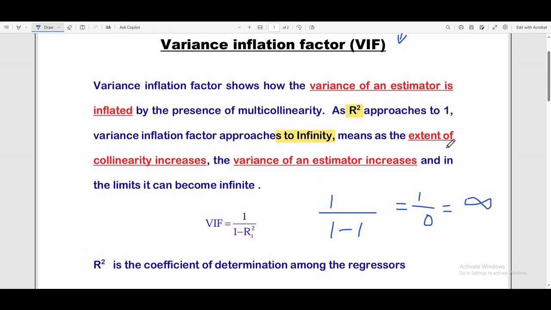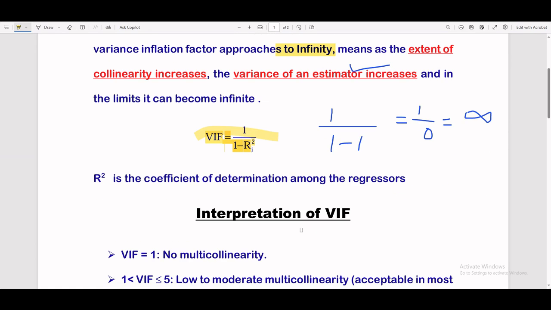In other words, as the collinearity among the independent variables increases, the variance of an estimator increases, and its limit can be infinite with the increase of collinearity. So this is the mathematical formula of variance inflation factor: VIF is equal to 1 over 1 minus r square, where r square is the coefficient of determination.